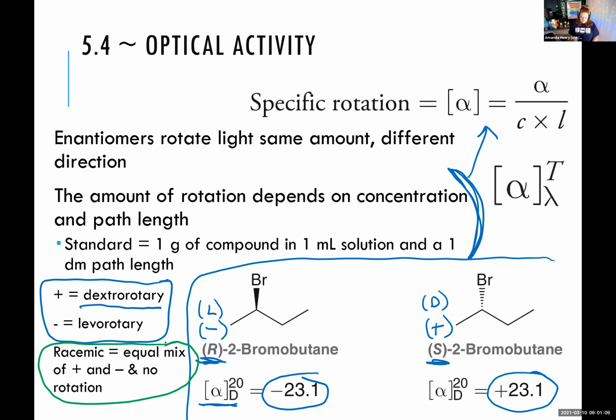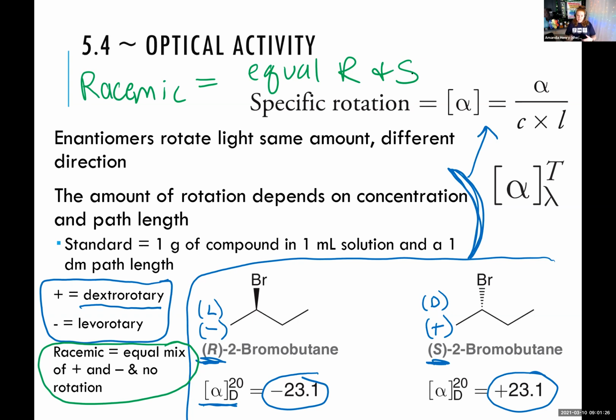The very first word there in the front is racemic. So this is an important word. Racemic means that we have equal R and S, or we could say equal plus and minus, or now we could say equal D and L. All of those mean the same thing. We're just saying that we have equal parts of each of the halves.